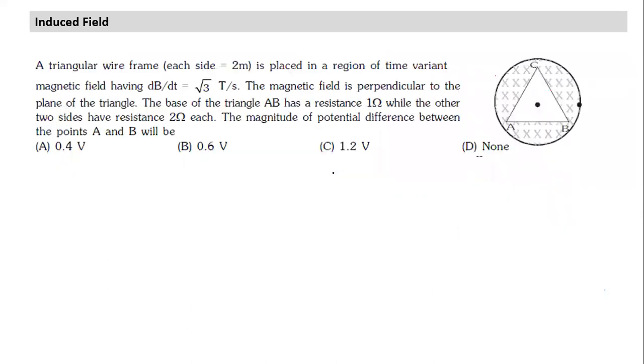Let's look at something like this. Can we solve this question here? A triangular wire frame is placed in the region of time varying magnetic field, dΦ/dt is given. Jaideep, how do we create this kind of field, and how do we create a varying magnetic field?